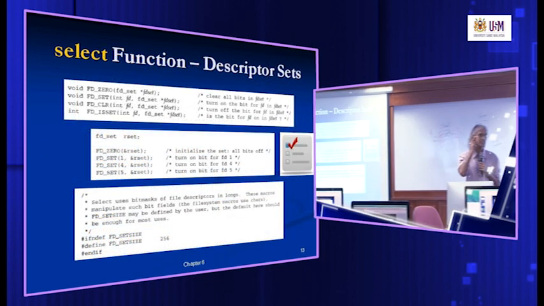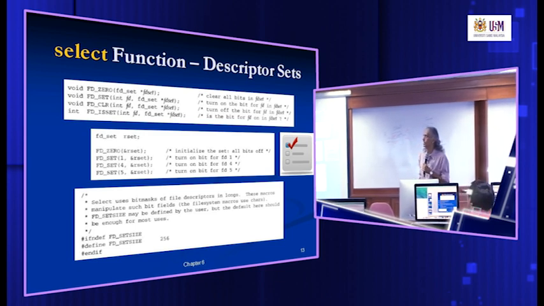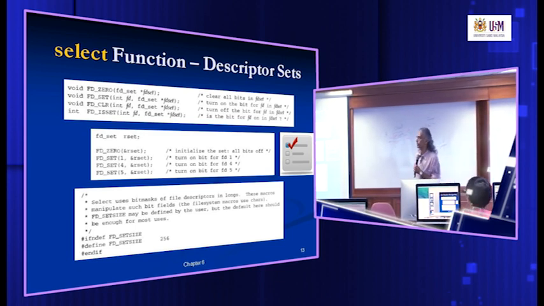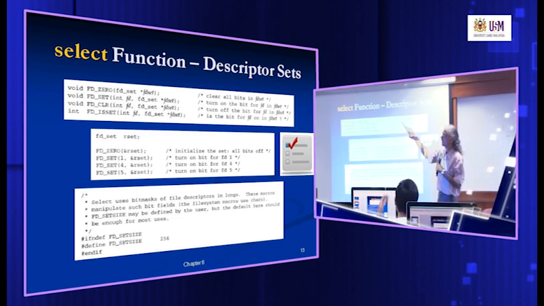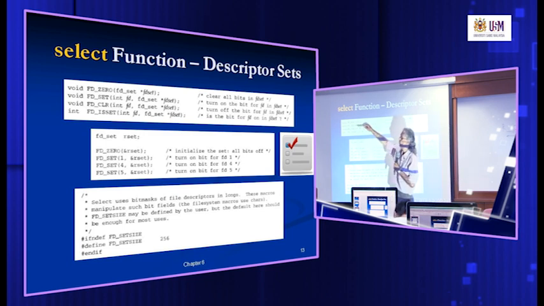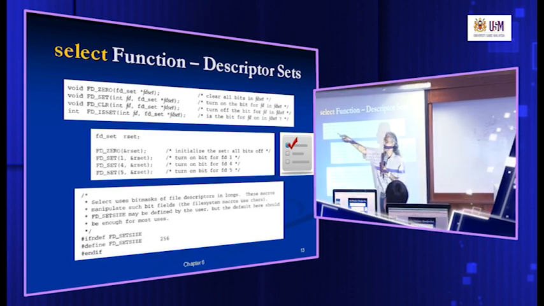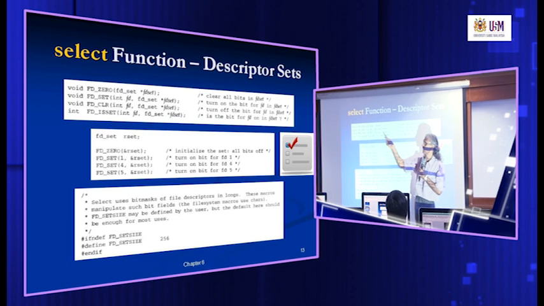Related to the select function, there are also other supporting functions. FD_ZERO is basically to clear all the bits in the set of sockets. And then FD_SET is to set a particular socket within the set, which means that we want to monitor this socket inside the set. We specify which one we want to monitor. So that is setting. Zero means clear them all. And FD_CLR is basically clearing a particular socket within the set.